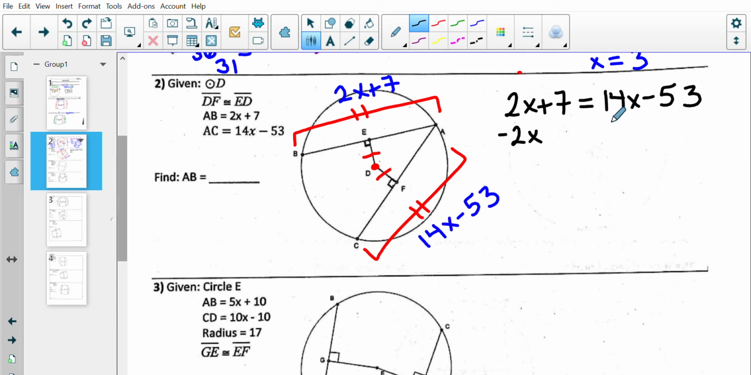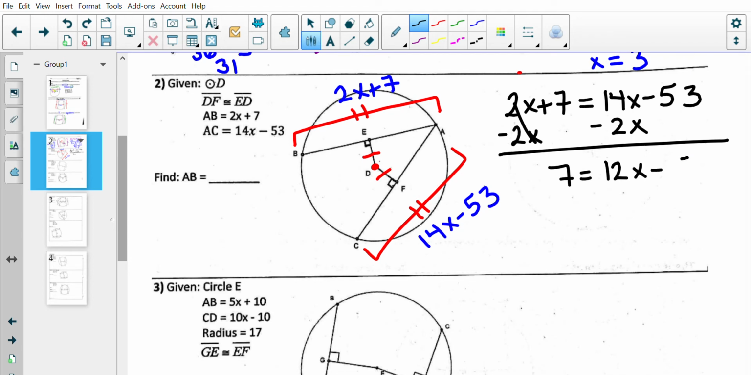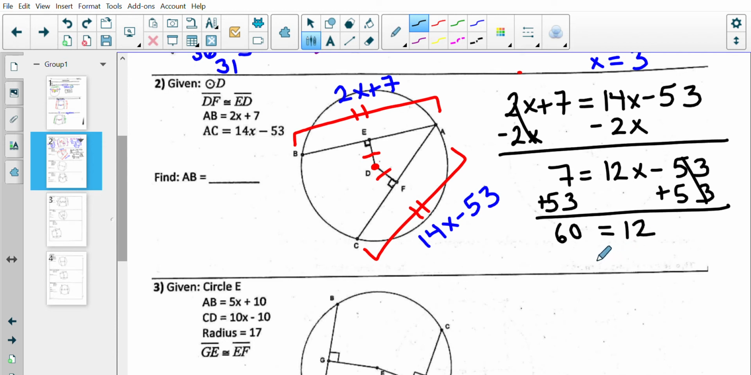Let's subtract the 2x on both sides. So we're going to have 7 is equal to 12x minus 53. Let's add that 53 on both sides. We are going to get 60 is equal to 12x. Divide by 12. We will get x is equal to 5.